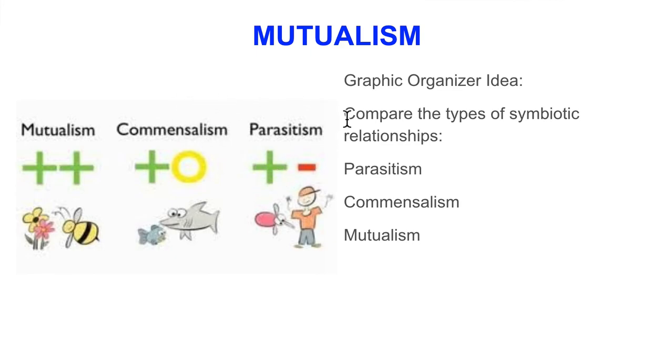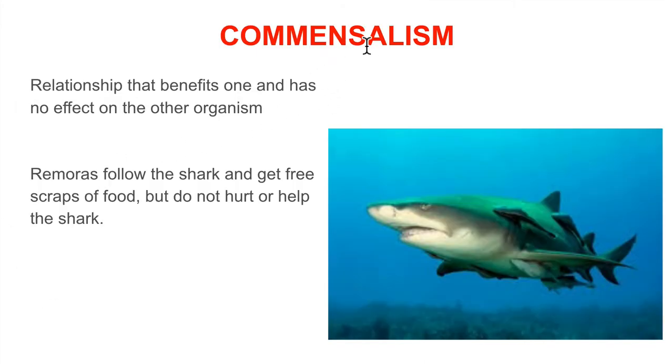And then there's a third one, which is our next word, called commensalism. What commensalism does is it helps one, has no effect on the other one. So in a commensal relationship, one organism is benefited and the other one has no benefit, but it's also not hurt. So here's a good example of it. Maybe you've seen some sharks swimming around in some video and you see these fish following along. Well, these fish are called remoras, and they're just tagging along because they're going to eat the scraps that come out of this shark's mouth.